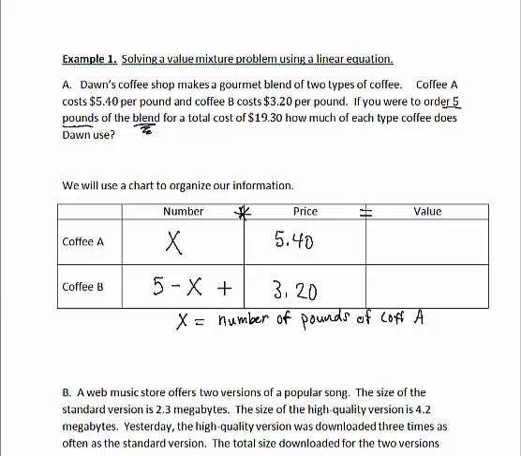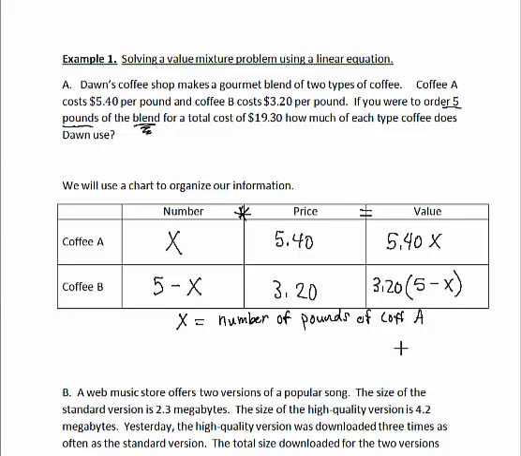Okay, what we need to do from here is recognize the formula that relates the three columns together. Number is multiplied times price to calculate the value. And so the value for coffee A will be 540 times x. The value for coffee B will be 320 times 5 minus x, and it's important that you place the expression 5 minus x in parentheses.